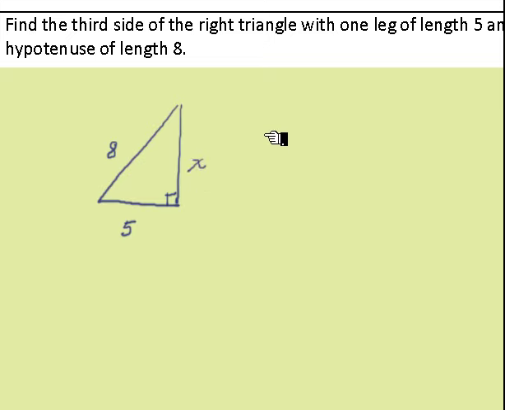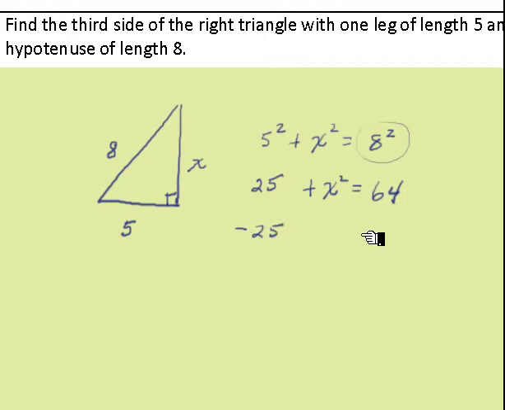So let's write out the Pythagorean theorem. 5 squared plus x squared is equal to 8 squared. Making sure to substitute 8 for C, because 8 is the hypotenuse opposite the right angle. So we have 25 plus x squared is equal to 64. And we're just going to subtract 25 from both sides. So we have x squared is equal to 39, and x is the square root of 39.